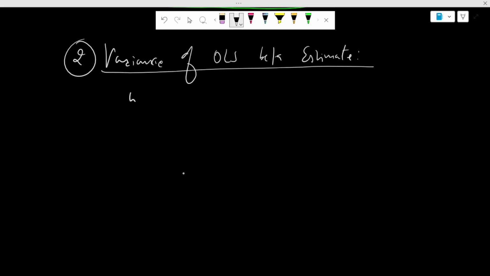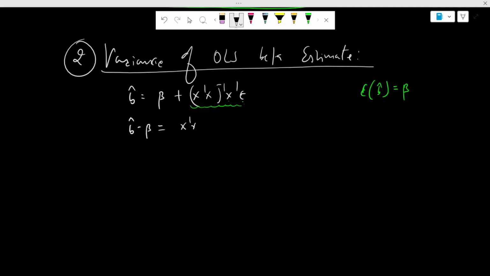We have already seen that beta cap was equal to the population beta plus x transpose x inverse x transpose e. This term is also a beta when we regress the residual term on the independent variable x, but theoretically this is equal to 0. The x transpose e expression is equal to 0, and we know that. So let us arrange it according to our requirement.